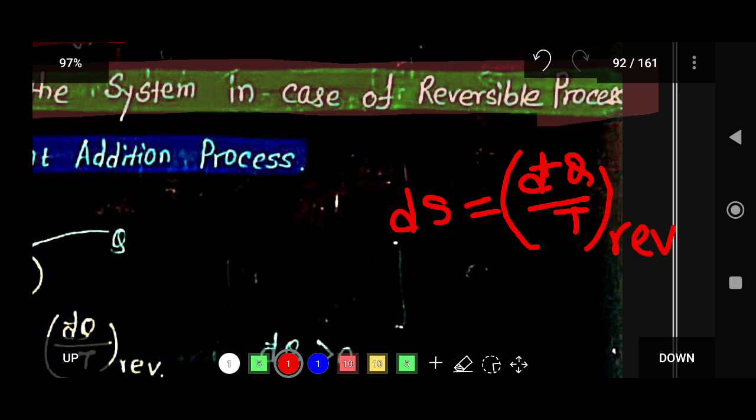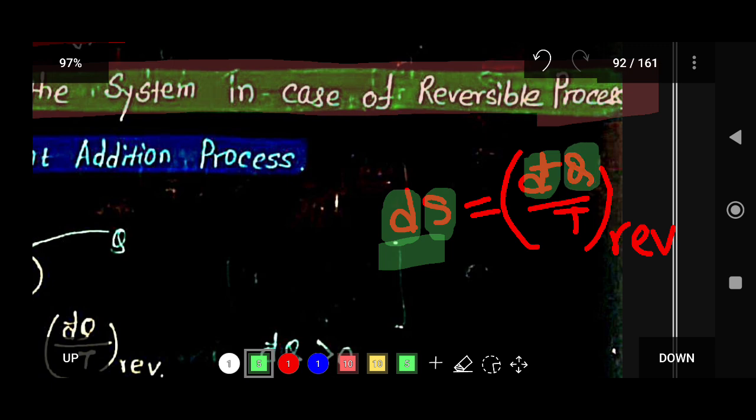Here this is d and this is del, because entropy is a property, so that is why d is there. And Q is not a property, so that is why there is a del. Del means d with this sign.